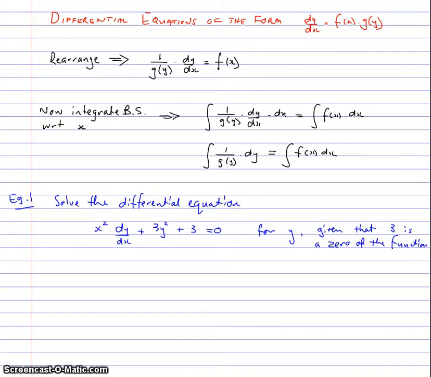Now in our example, we want to solve the differential equation for y, and that equation is x squared times dy/dx plus 3y squared plus 3 equals 0. The other bit of information we have is that 3 is a zero of the function. So if we were to graph the function of y that we're looking to find, then 3 would be one of the x-intercepts, called a zero or a root, all meaning the same thing. Our first step is to rearrange it, and what we want is to get it in this form here.